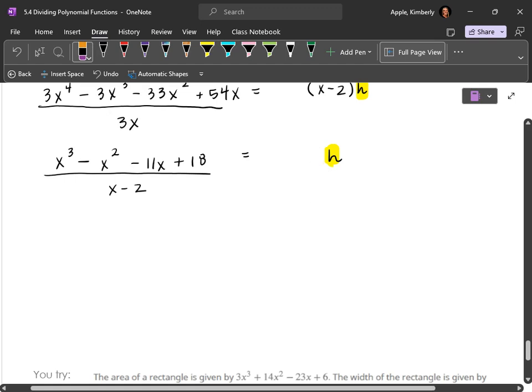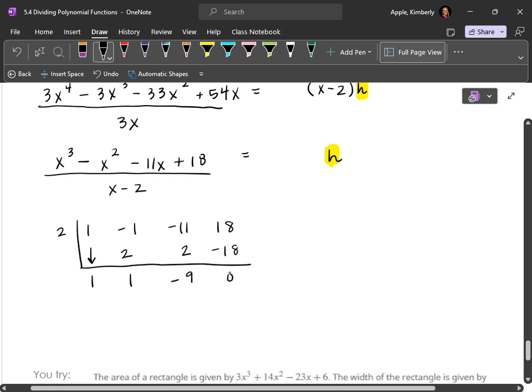And so we just learned a method to divide something like this. So we're just going to go ahead and do that. I'm going to take this 2 and put it here. This will be 1, -1, -11, and 18. Bringing down that first coefficient, this will be 2. That'll be 1, 2, -9. -18. Looks like we have a 0 remainder.